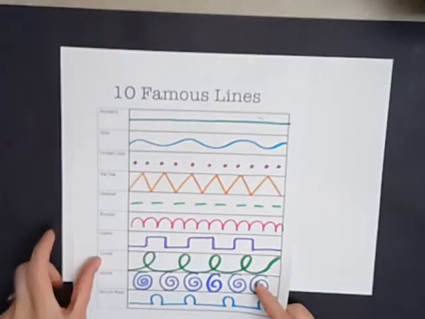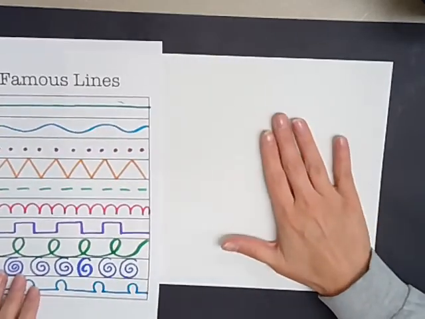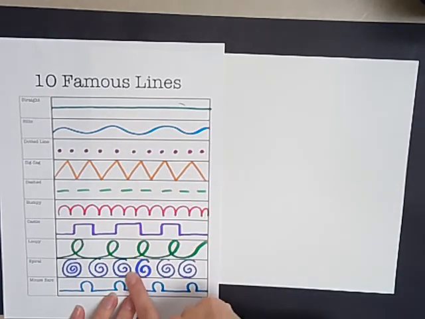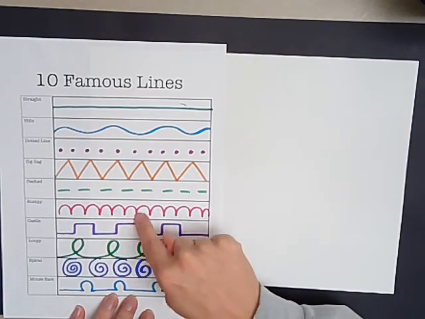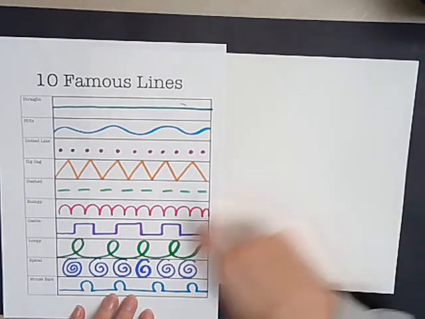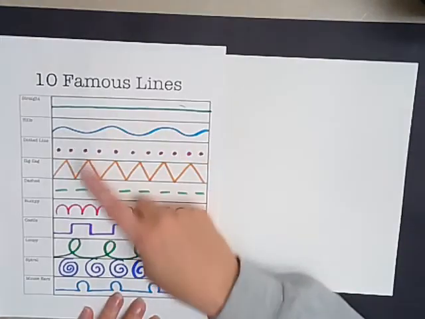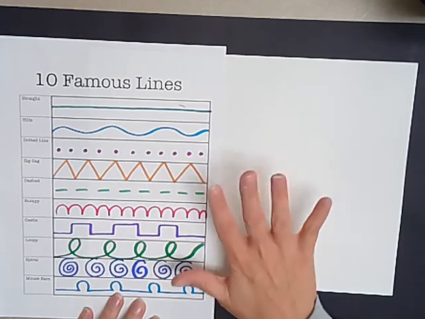Now we are going to be starting your actual project. We just finished doing our 10 famous lines worksheet. Now what we're going to do is create our own pictures using 5 of these lines. You get to choose which 5 you want to use in your drawing. So I want you to brainstorm first before you start drawing and think about what kind of picture you're going to make by using 5 of these lines.